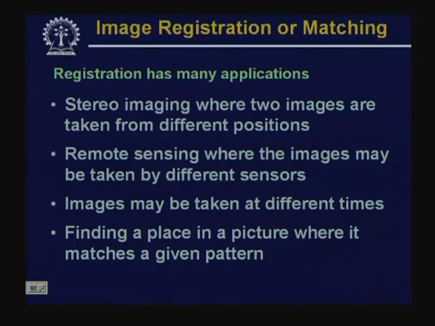This image registration technique has many applications. The first application we have already mentioned is the stereo imaging technique. In stereo imaging, we take the image of the same scene or the same object by two cameras which are slightly displaced, and there we have assumed that the cameras are otherwise identical. That is, apart from the displacement along a particular axis, the y axis or x axis, the features of the cameras are identical: they have the same focal length, same view angle and all these things.